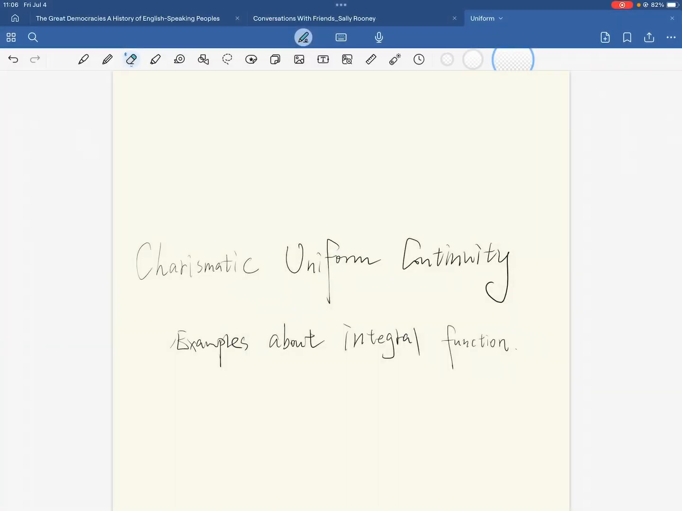Today, I'll introduce a topic involving two examples about the integral function. These two examples prove results that include the application of the property of uniform continuity.